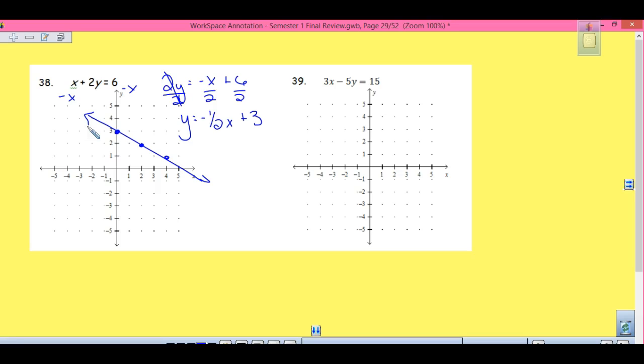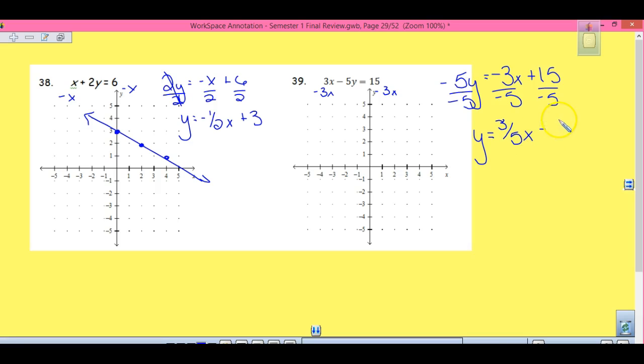Okay, this guy, what do I do first? Minus 3x, so -5y equals -3x plus 15. Divide by -5. So y equals +3/5 x minus 3. So we start at -3, and then we go up 3 over 5.